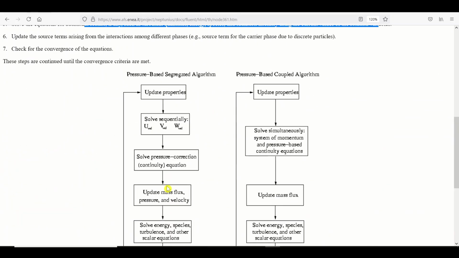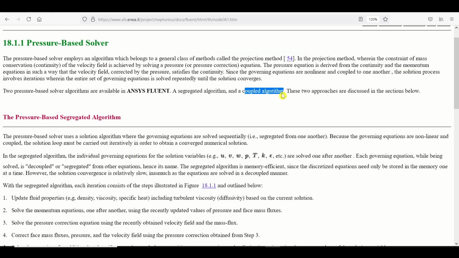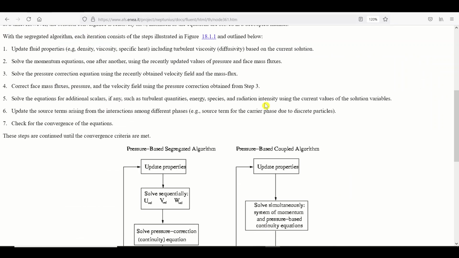Clear? Now in the next video we will be discussing the next algorithm, that is the coupled algorithm. So this is a very simple thing, it can happen very quickly. So let us move to the next video.